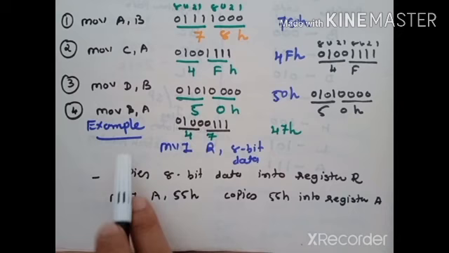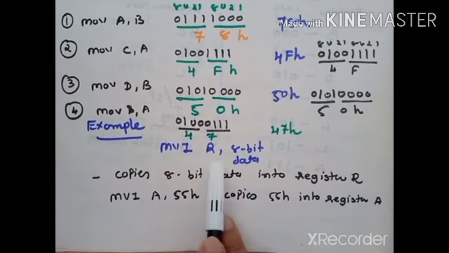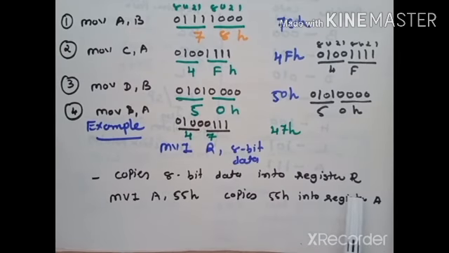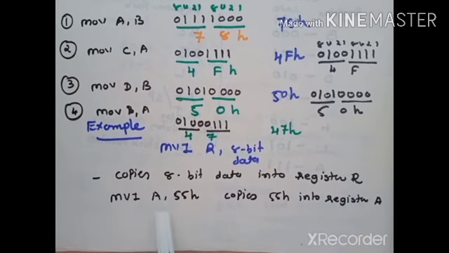Now start the second example: MVI R, 8-bit data. This instruction copies 8-bit data into register R. An example of this instruction is MVI A, 55H. This instruction copies 55H into register A.